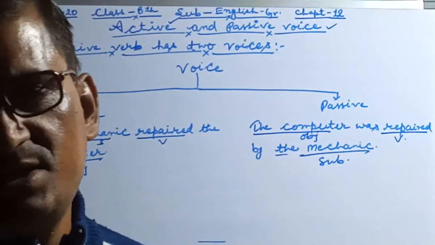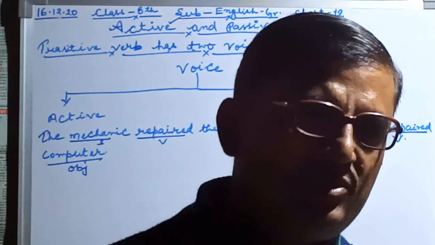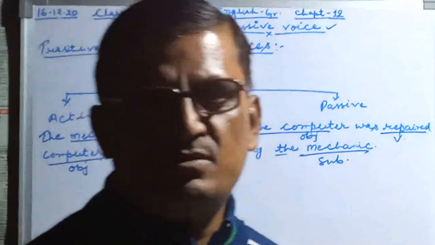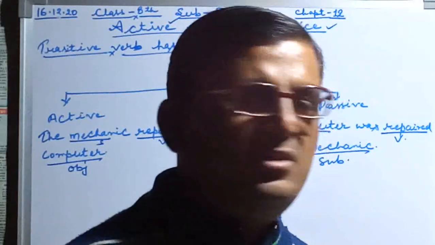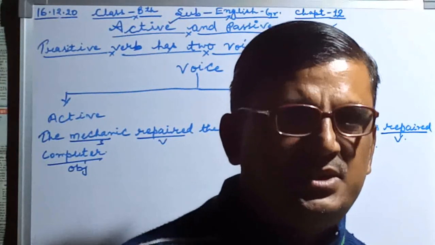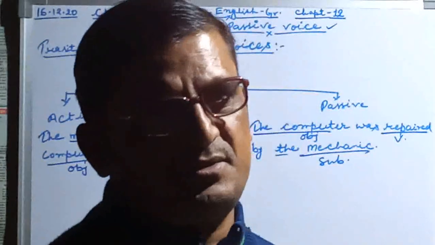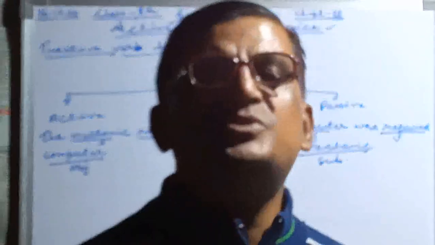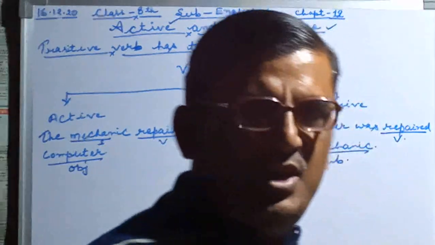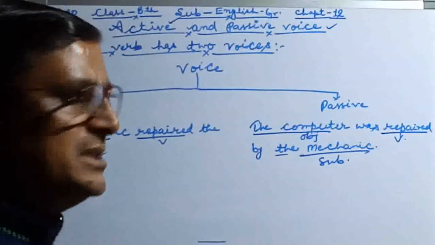Active means the voice in which the subject is dominant. The subject is acting, and acting means first. Mostly important here. This is an active voice, but when we use the object in place of the subject, this voice is known as passive. Here you are looking, there are two already written here, active and passive voice.